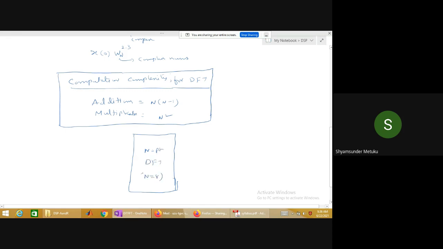In the specific case I am considering, the input will be your time domain small x of 0, small x of 1, and it goes on up to how much? x of 7. Is it okay? Similarly, this box will give you capital X of 0, capital X of 1, up to capital X of 7. These are the outputs.